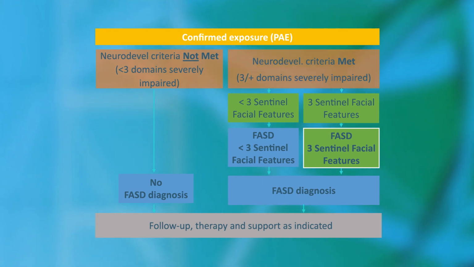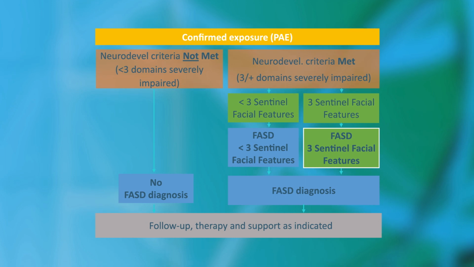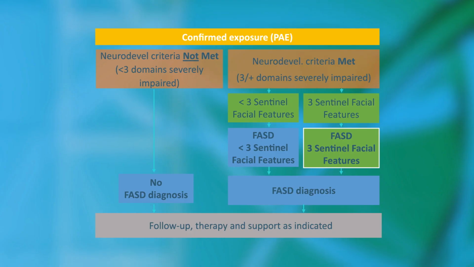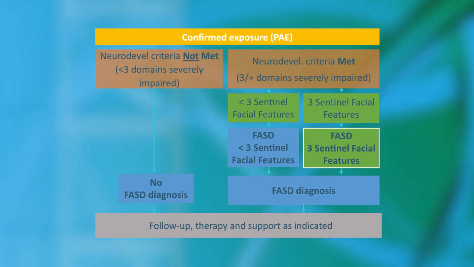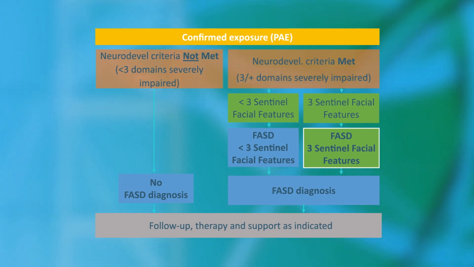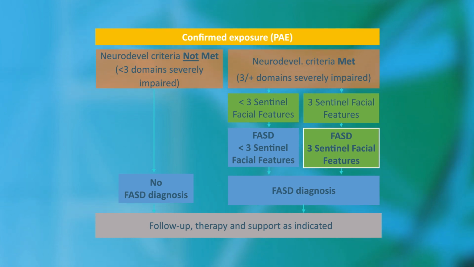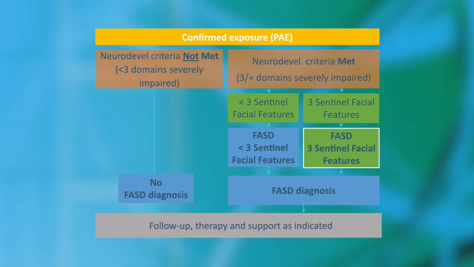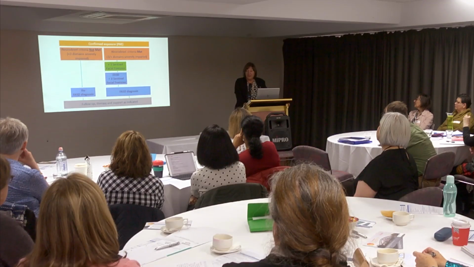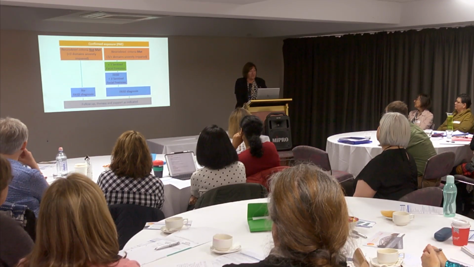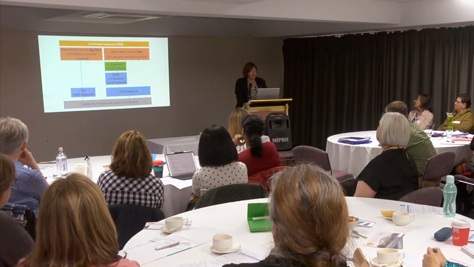Have they been fully assessed and not got neurodevelopmental impairment, or have they been too young for assessment? Have they got no diagnosis, or are they still on your radar as a child who's at risk because they've had inadequate assessment? If they do meet neurodevelopmental criteria, have they got 3 sentinel facial features or not? If they have alcohol exposure and neurodevelopmental criteria, whether or not they've got the 3 facial features, they still fulfil the diagnosis of fetal alcohol spectrum disorder with fewer than 3 facial features.